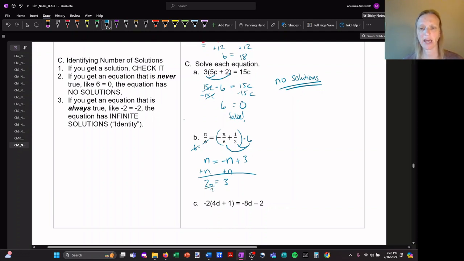Now to get n all by itself, I divide both sides by 2, and I get that n equals 3/2, or if you did that on your calculator, you might get the number 1.5.